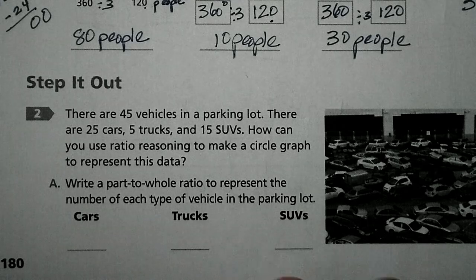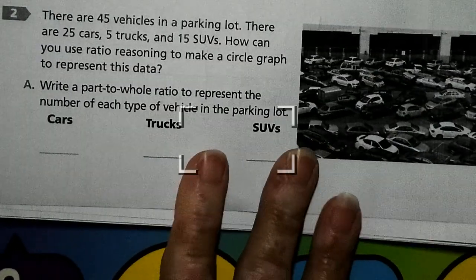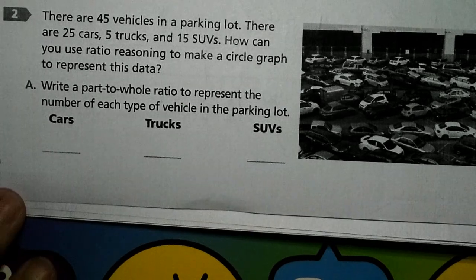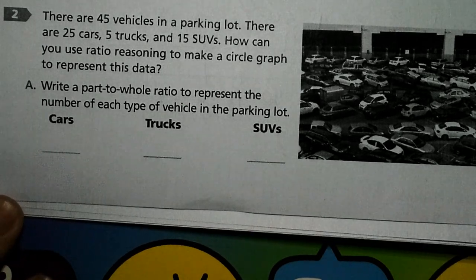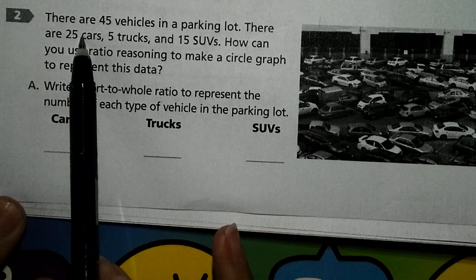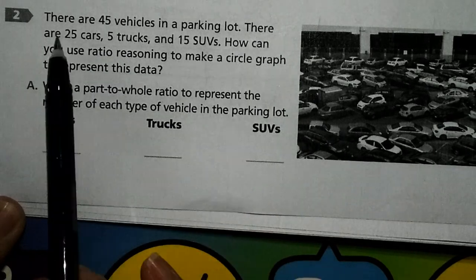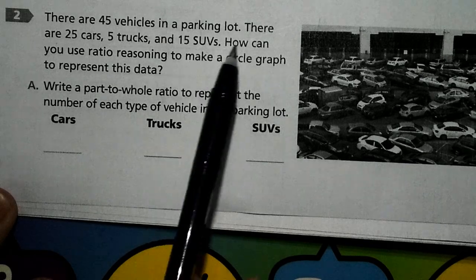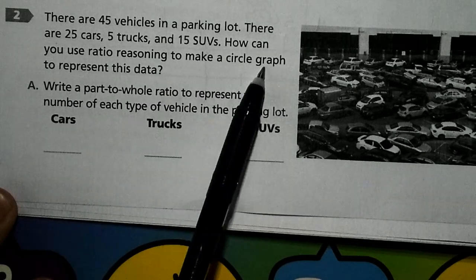So now we're going to see, well, how would we draw a circle having the backwards information, basically, right? All right, so there are 45 vehicles in a parking lot. There are 25 cars, 5 trucks, 15 SUVs. How can you use the ratio reasoning to make a circle graph?